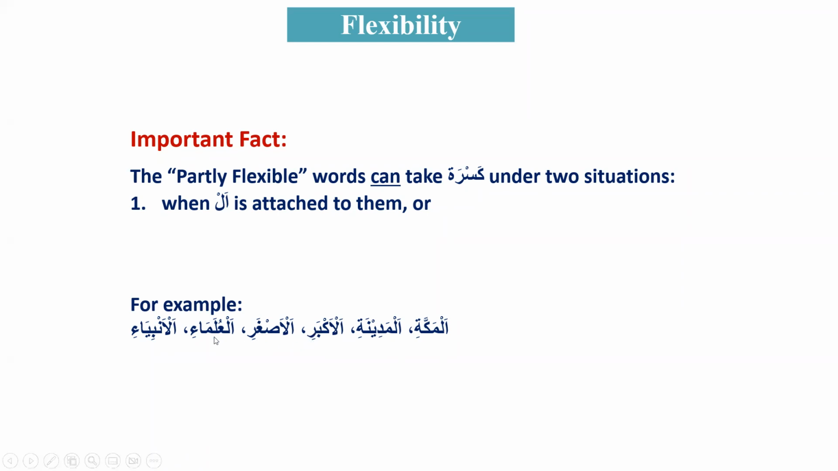Similarly, al-asghari, al-ulama'u, al-ulama'a, al-ulama'i. Anbiya is similar to ulama, so they are the same category. Akbaru and asgharu, they are the same category. So if al comes, then they will accept kasra if they need to.